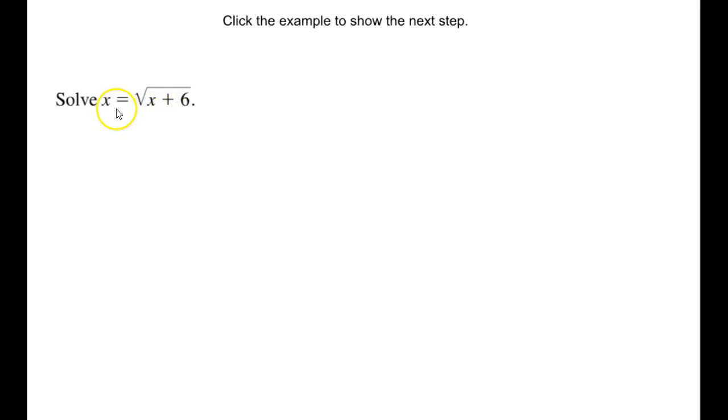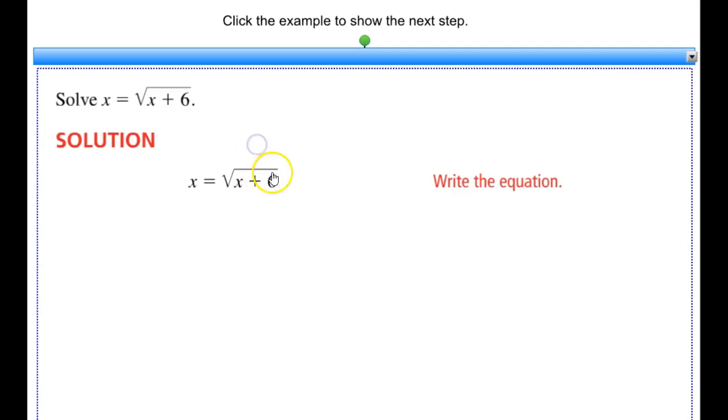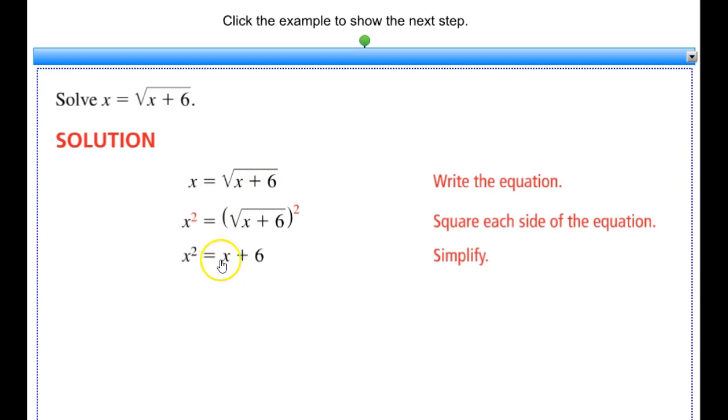So now I have two variables, right? I have a variable underneath the radical and I have a variable that's not underneath the radical. So how do I solve for this one? I kind of go along the same steps that I've done. I write my equation, and I see that the radical is the only thing on the right-hand side, so I go ahead and square both sides. So I end up with x squared equals x plus 6.